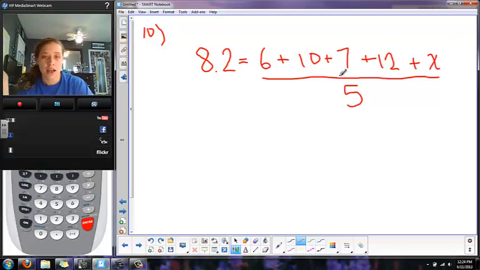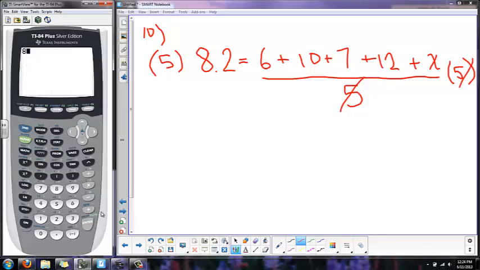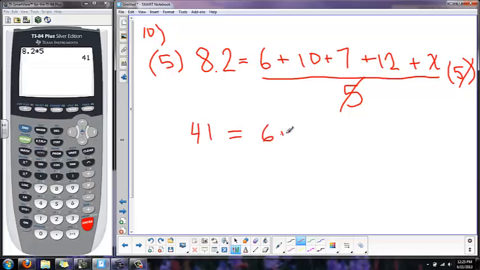Well, this is just a simple linear equation, and we need to get that x value all by itself. The first thing I'm going to do, obviously, is multiply or divide first in equations. Because this whole right-hand side of the equation is being divided by 5, I'm going to multiply the right-hand side and the left-hand side by positive 5 so that I can cancel that out. So 8.2 times 5 gives me 41. 41 is equal to 6 plus 10 plus 7 plus 12 plus x.